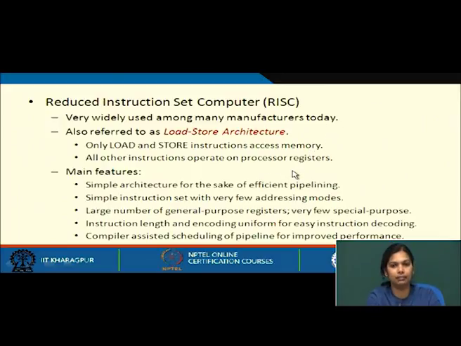Once the data are available, then you have to execute it, and in all execution you will have registers, only registers. The main feature is that the architecture is very simple for the sake of an efficient pipeline. I already discussed pipeline very briefly, and it will be discussed in more detail later, but we must know that this is one of the main motivations of RISC: the RISC architecture is simple for the sake of pipeline, because through pipeline we get some advantage in instruction execution time.